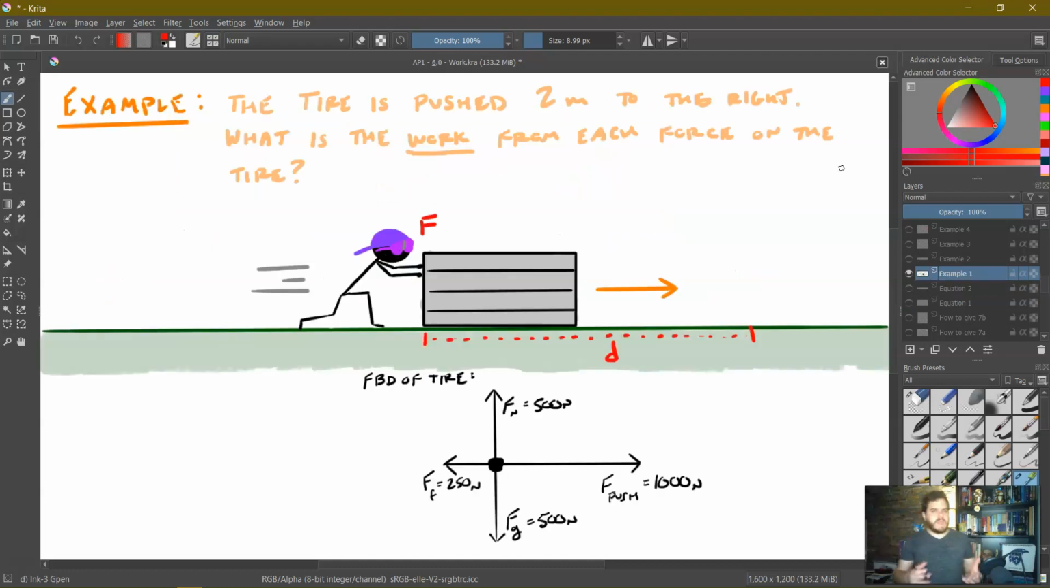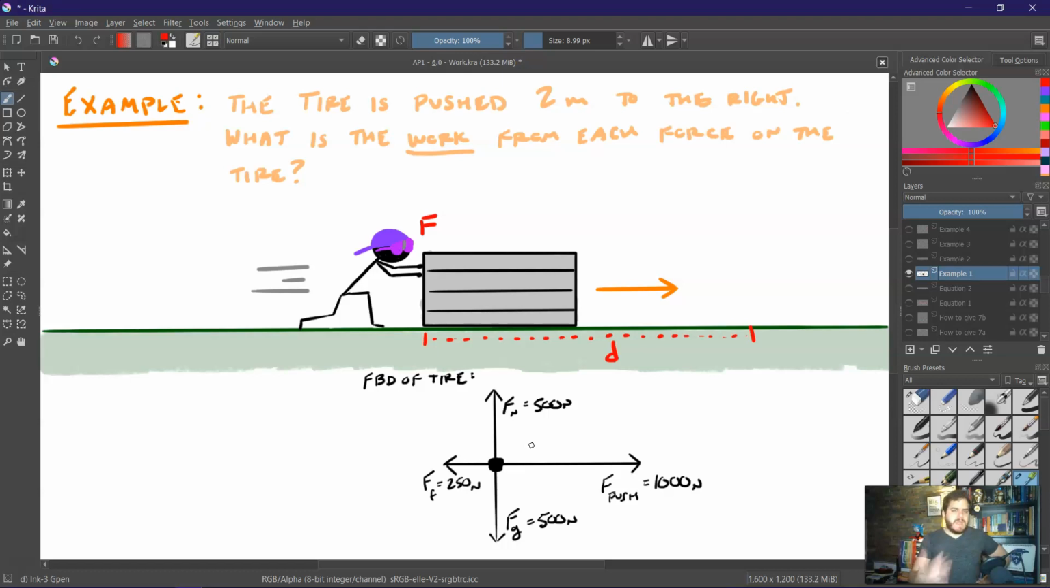So let's look at a brief example to kind of figure this out. Let's say that the tire is pushed 2 meters to the right. What is the work from each force on the tire? So let's go ahead and draw an FBD for the tire, and let's say that the tire has some gravitational force of 500 newtons. The normal force from the ground is another 500 newtons. Let's say that it is pushed with a force of 1,000 newtons, and that the force of friction is back in the other direction, and we'll say it is 250 newtons.